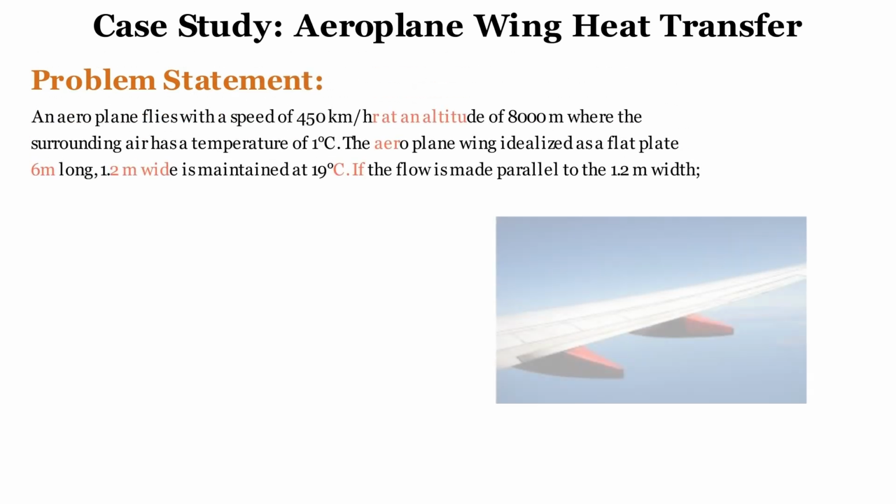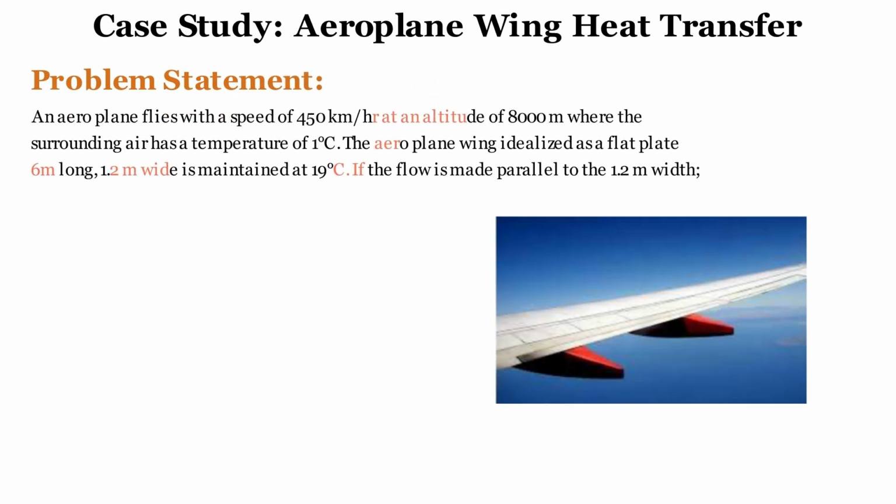An airplane flies with a speed of 450 kilometers per hour at an altitude of 8,000 meters, where the surrounding air has a temperature of 1 degree Celsius. The airplane wing, idealized as a flat plate 6 meters long and 1.2 meters wide, is maintained at 19 degrees Celsius. If the flow is made parallel to the 1.2 meter width, we need to calculate the heat loss from the wing. This is important for aircraft design. Got the picture? High altitude, cold air, and a heated wing.